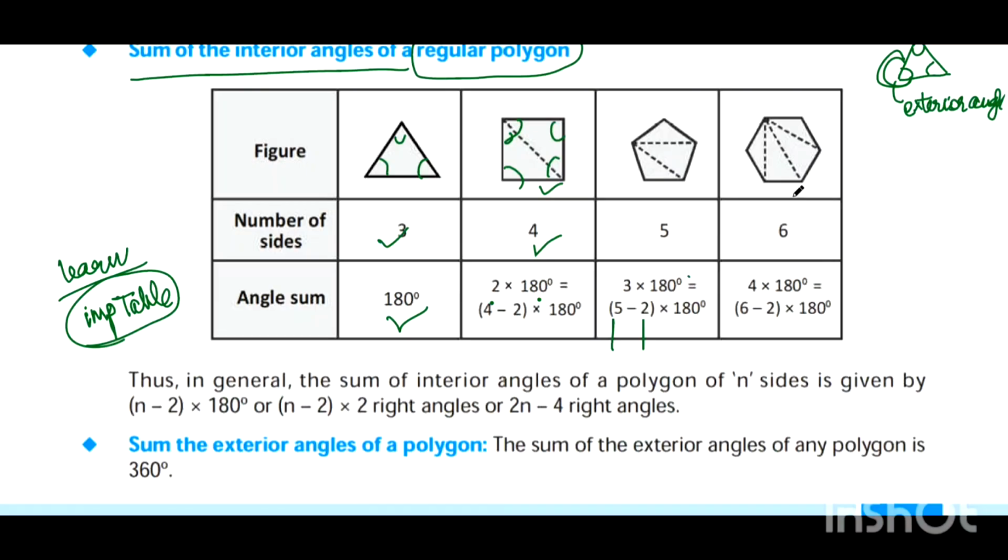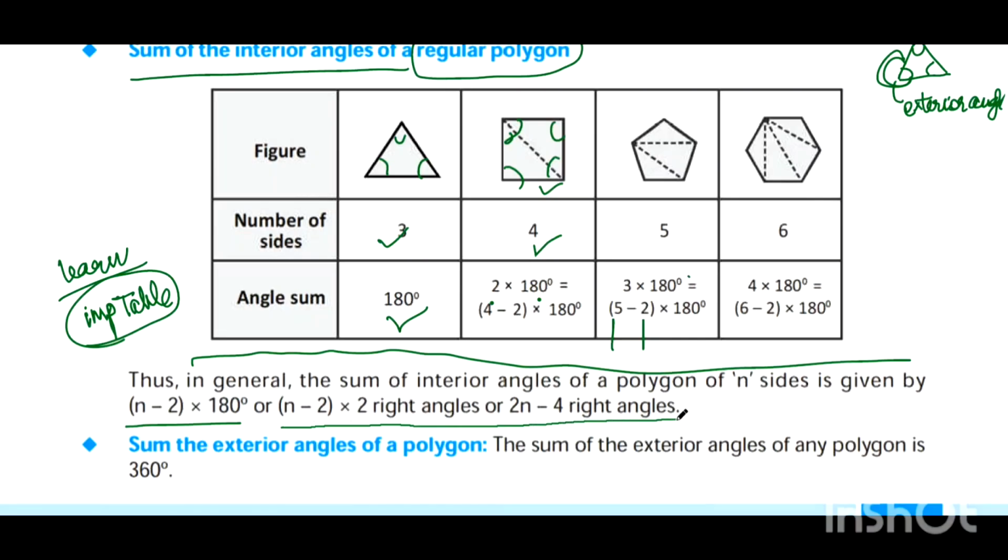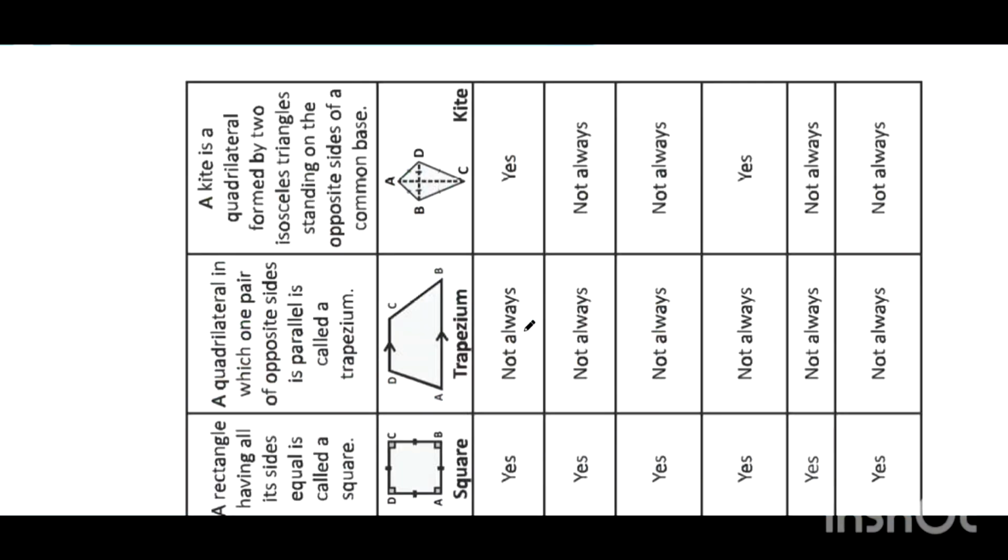This is a hexagon having 6 sides. So 6 minus 2 into 180 degrees, that means 4 into 180. So what is the general formula? I have written the general formula: the sum of the interior angles of a polygon having n sides is equal to (n minus 2) into 180 degrees. Or I can say (n minus 2) into 2 right angles, or (2n minus 4) right angles. But more generally people use this format only. Clear?